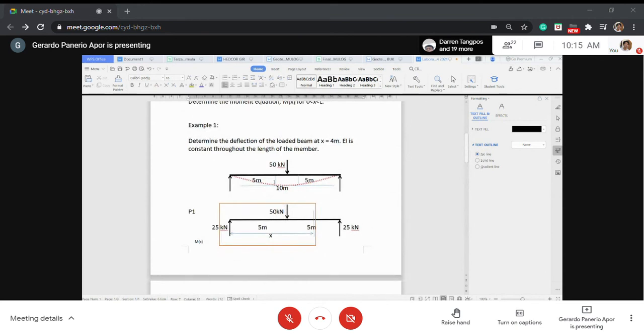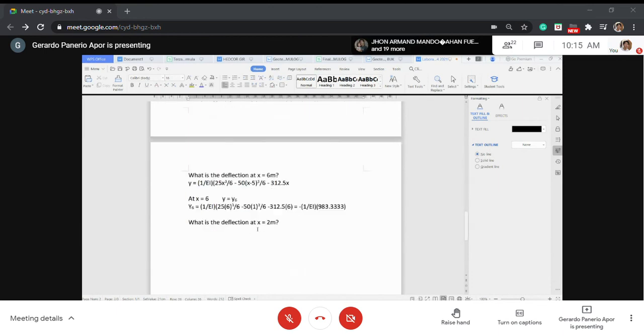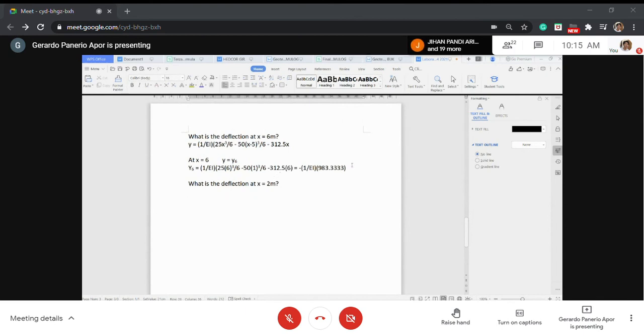Up to 2 meters, somewhere here, the value of the deflection will be lesser than at y equals 4, of course. So y equals 2 meters. What happened is that you copy this and put that here. This one will become 2, not 6. This one will become 2, not 6.